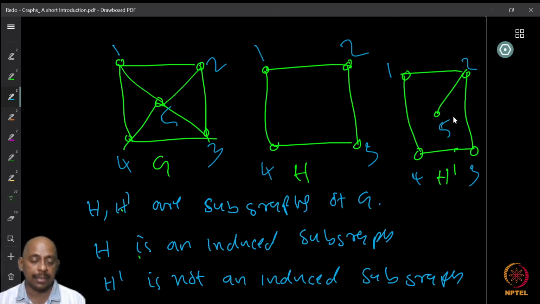On the other hand, H is an induced subgraph because if I select all the vertices 1, 2, 3, and 4, all the edges between those vertices in the graph G are present in H. On the other hand, H dash is not an induced subgraph because H dash has all the 5 vertices, but then it should have all the edges between them also. For example, 3, 5 is an edge in the graph G, but 3 and 5 are vertices here, but 3, 5 is not an edge. So therefore, H dash is not an induced subgraph. So this is what one should be clear of.